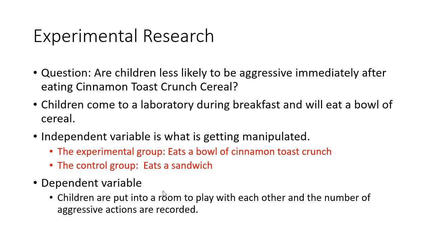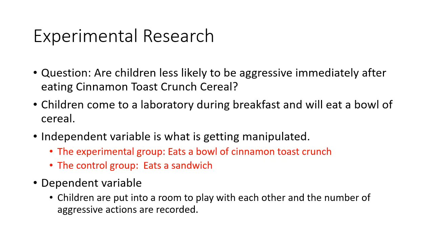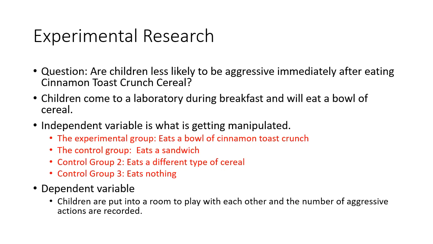The dependent variable is, children are then put into a room behind plated glass where the children can't see through the glass, but the experimenters can see, and they're taking notes. Every time a kid gets aggressive, they mark a point and say, okay, that kid hit somebody, or that kid pushed someone, or that kid did something aggressive, they mark a point. So that's your dependent variable. How many aggressive actions happen? That could be an example of an experiment, right?